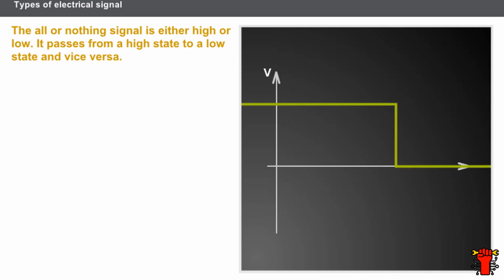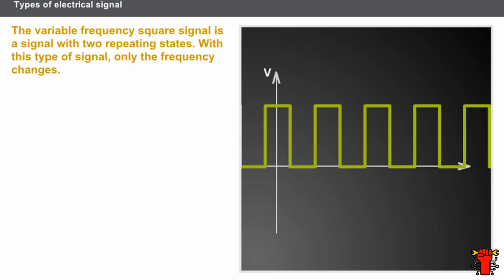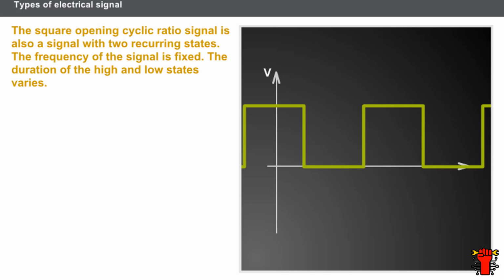The all or nothing signal is either high or low. It passes from a high state to a low state and vice versa. The variable frequency square signal is a signal with two repeating states. With this type of signal, only the frequency changes. The square opening cyclic ratio signal is also a signal with two recurring states. The frequency of the signal is fixed.